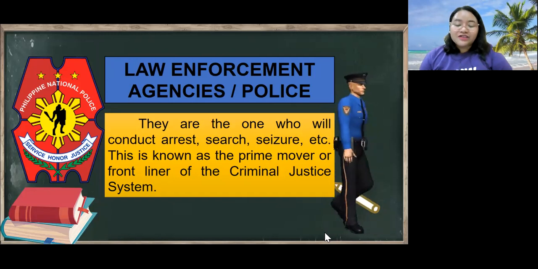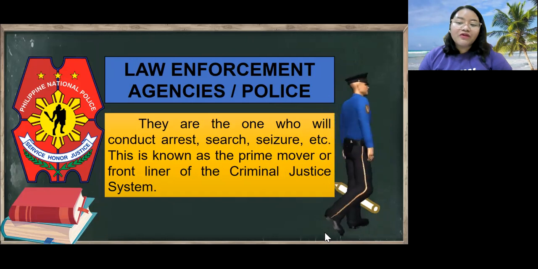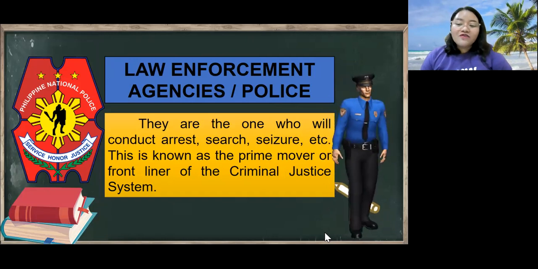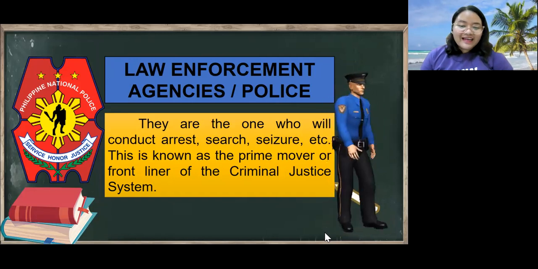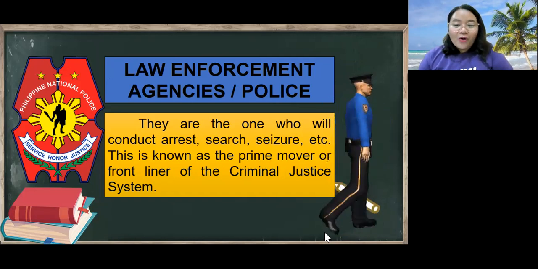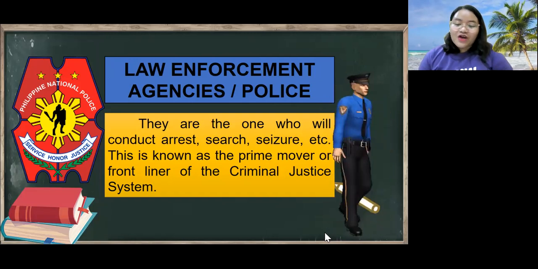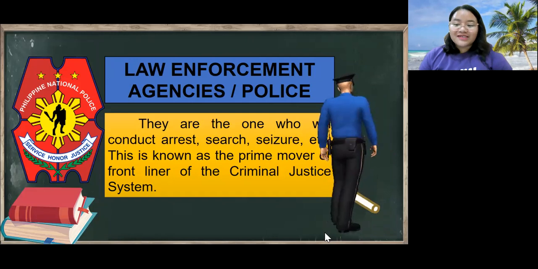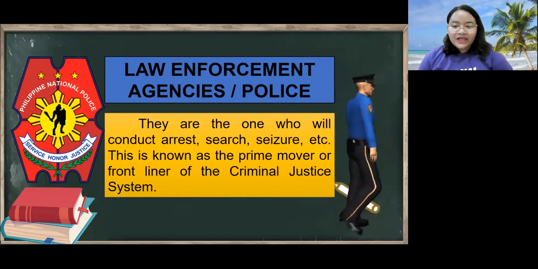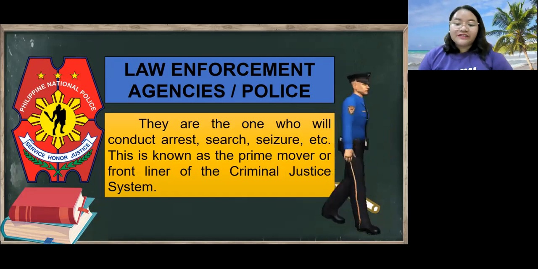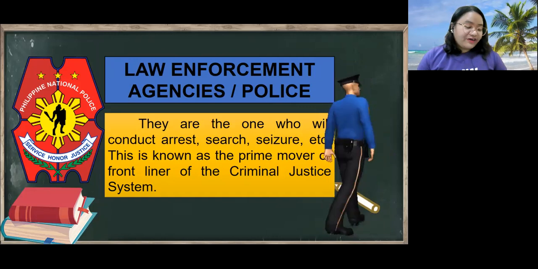Take note that police or law enforcers are also considered the most visible representatives of the government in society. They are the first line of defense against crime, and only if the police arrest a suspect will the rest of the criminal justice system come into play in prosecuting, trying, convicting, and rehabilitating the offenders.